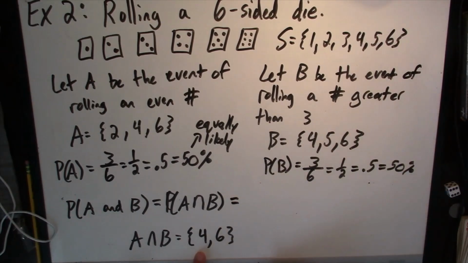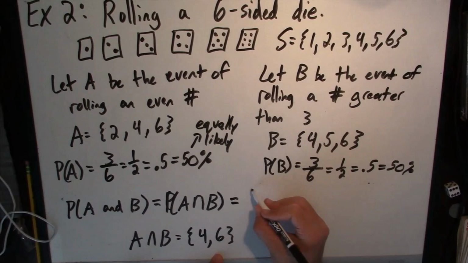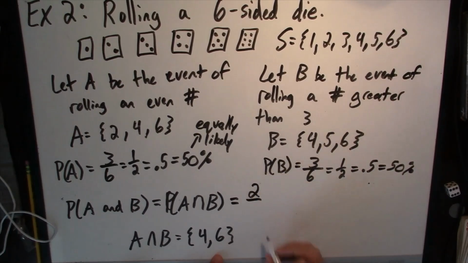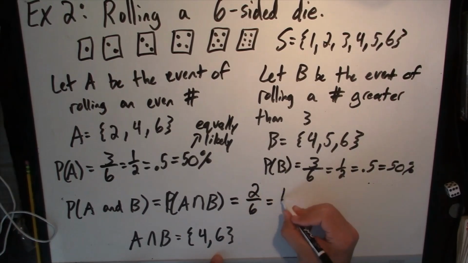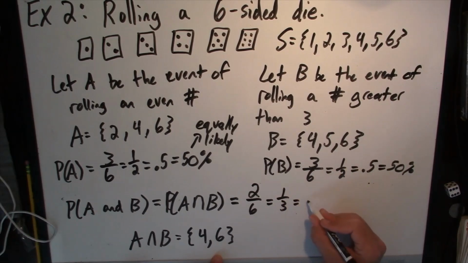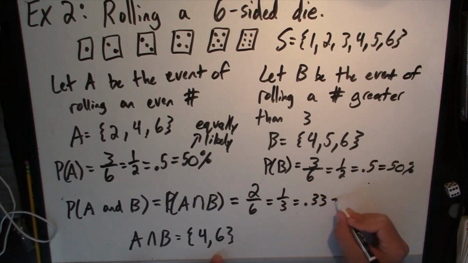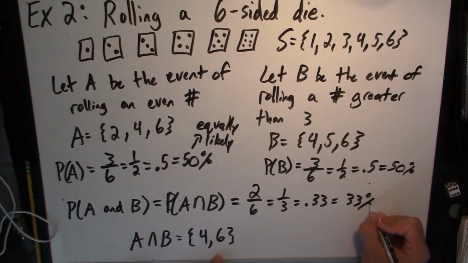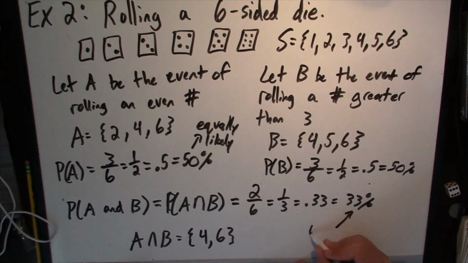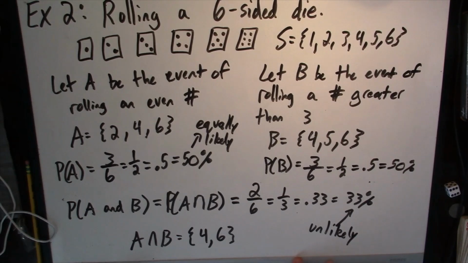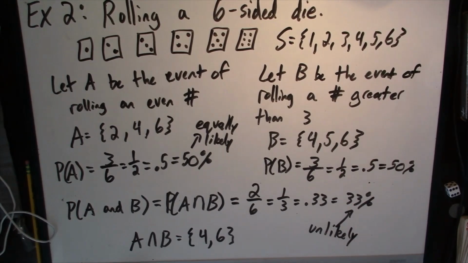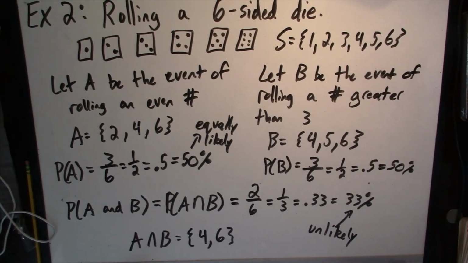So the probability of 4 and 6, that's 2 desired outcomes out of 6 total, simplifies to 1 over 3, which is 0.33 or 33%, which means that this is unlikely to occur. If it's less than 50%, it is considered unlikely. So if I were to roll this dice, it's unlikely that I'll roll either a 4 or 6.